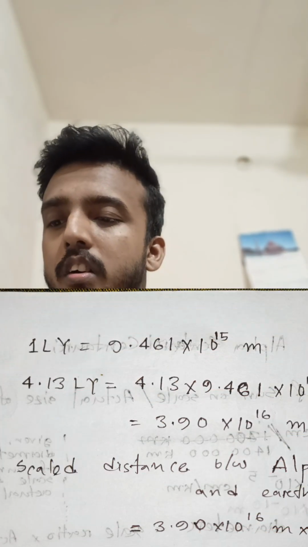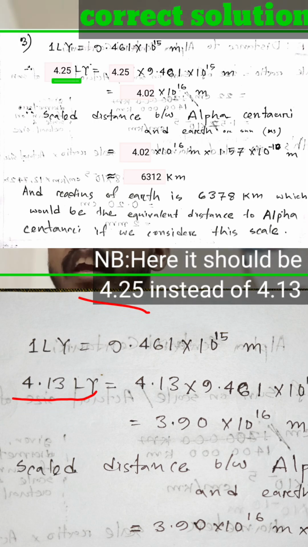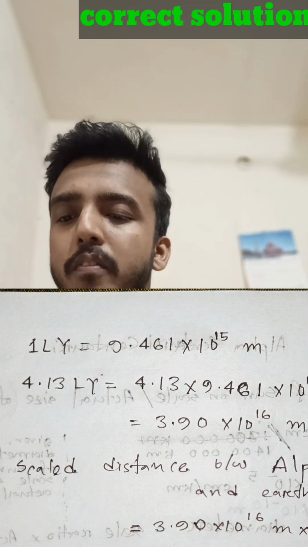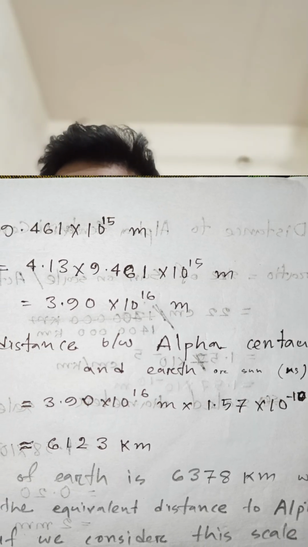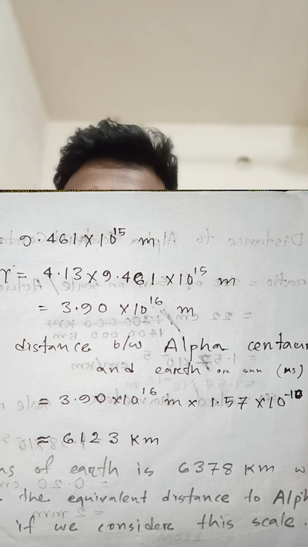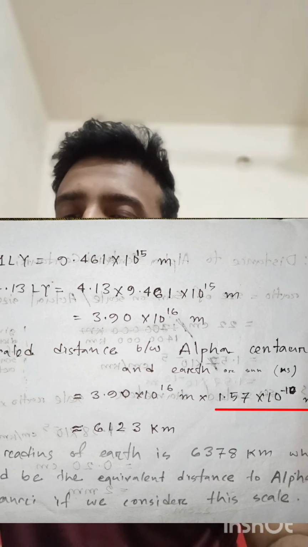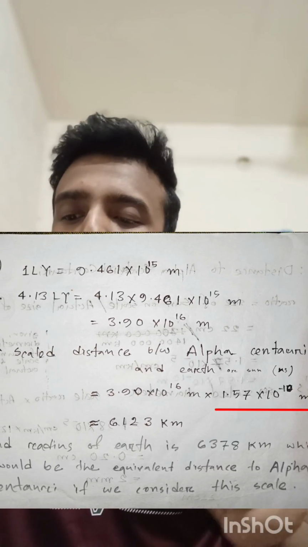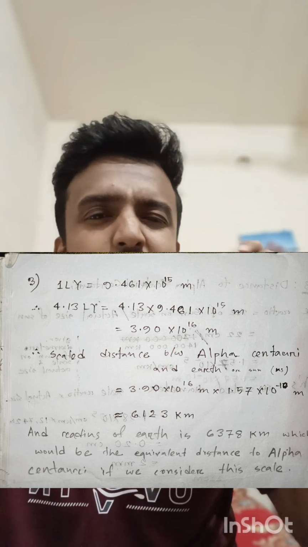Here, if you want to feel how long that distance is, I will first convert 1 light year into meter, then 4.13 light years into meter, and then scale it as we did. So we multiply the distance between Sun and Alpha Centauri with the scale factor, and we got 6123 kilometer. You know what this distance is? It is nearly similar to the radius of Earth.